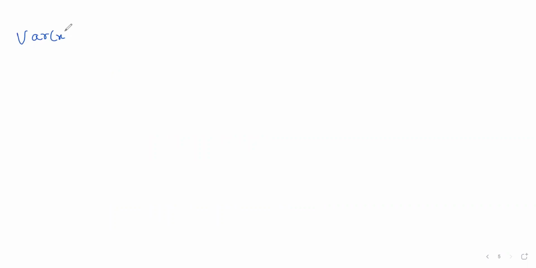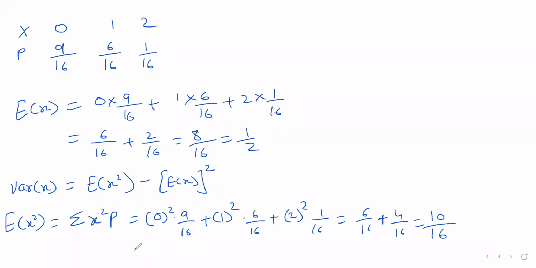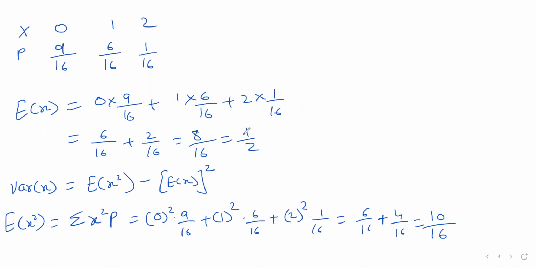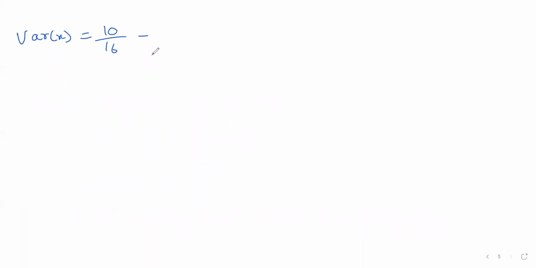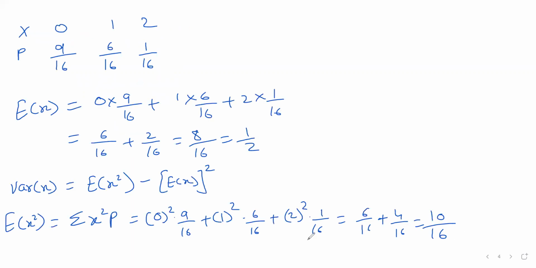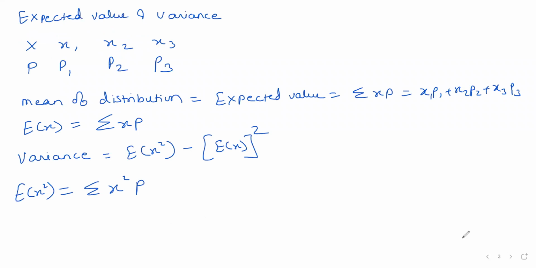So variance of x will be 10 by 16 minus 1 by 4 bracket square. So 10 by 16 minus 1 by 16, that is 9 by 16, is your variance. This is the way we can find out expected value and variance.